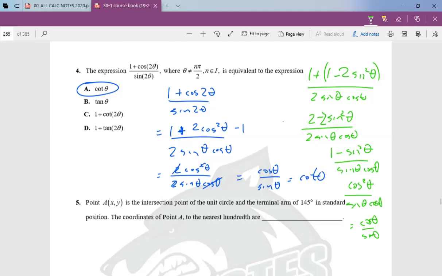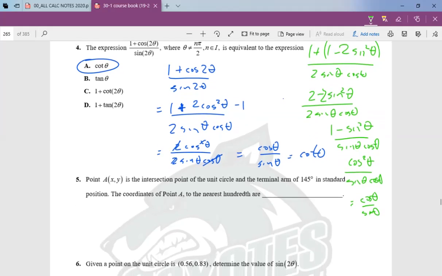It takes a little bit of extra steps to get there. Again, we could have gotten there from cos squared minus sine squared and using that first double angle cosine identity. Anyway, either way we get there. Question number 5.